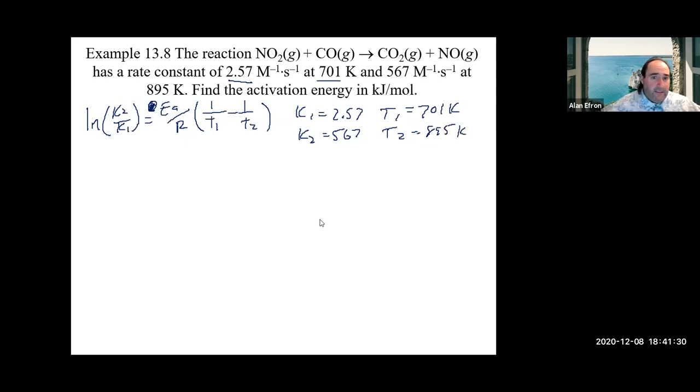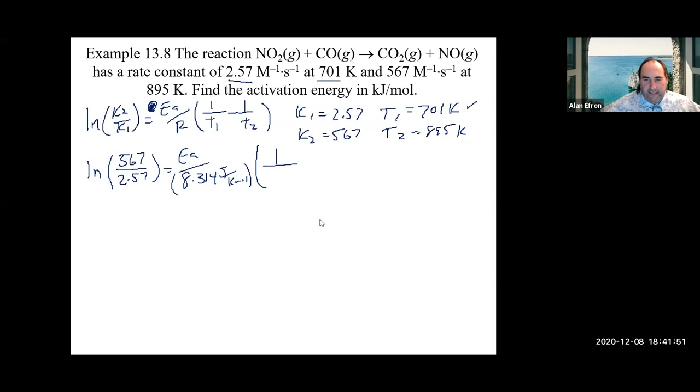So we really can just kind of plug into here. So natural log of our second one, which is 567, divided by our 2.57, going to equal our E of A divided by our R, which is our 8.314 joules per Kelvin per mole. 1 over our first temperature, again, it's in Kelvin, so we're good on that, minus 1 over our second, which is also in Kelvin. So all that's good.